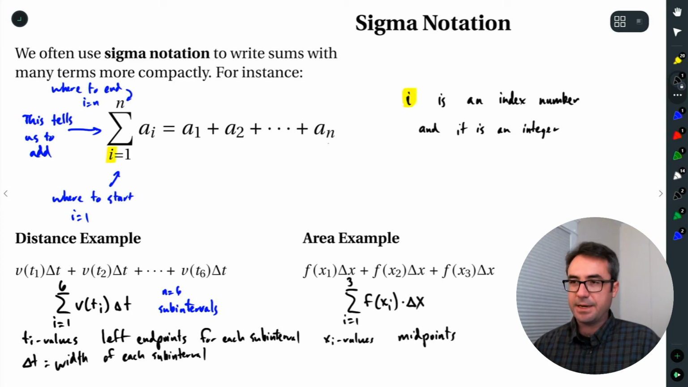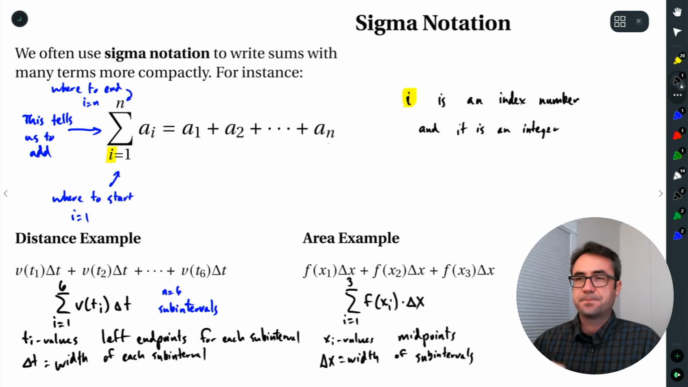We'll go back and take a look at that in a second. And delta x was the width again of the subintervals. So let's go take a look here. This is where we're using n equal to 3 subintervals, so we're adding up 3 terms, essentially.